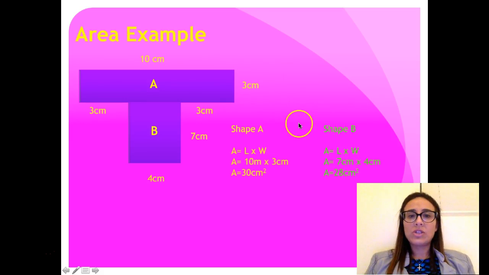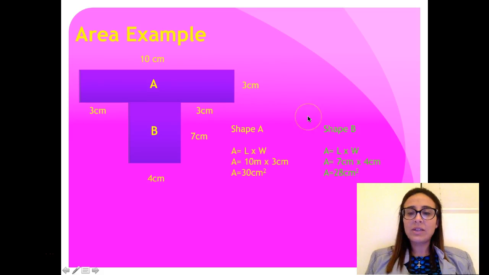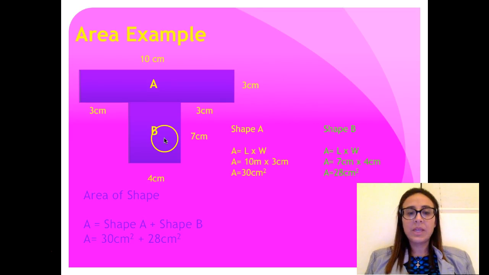The final thing you need to do is add these two shapes together, their area, to find the total area of both shapes. So the area of the shape is area equals shape A plus shape B. Area equals 30 centimetres squared plus 28 centimetres squared, which equals 58 centimetres squared.